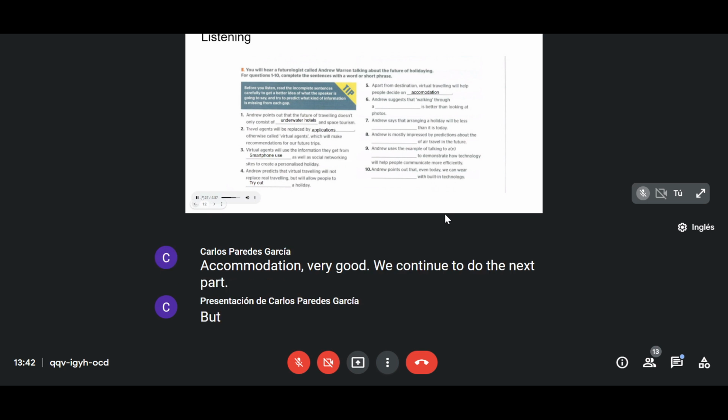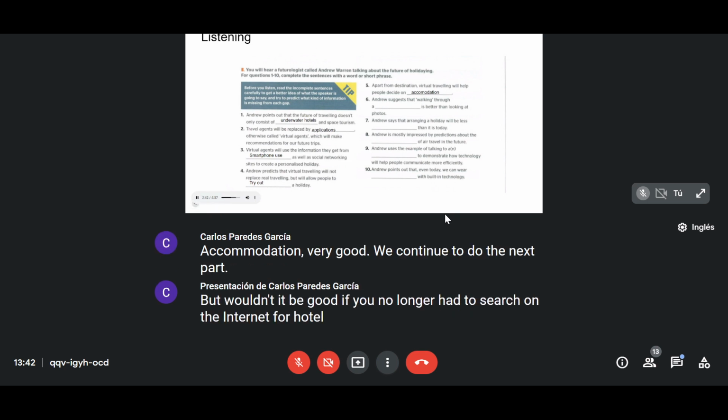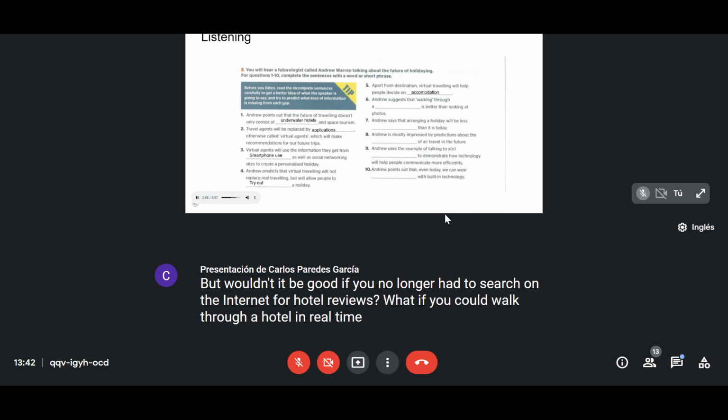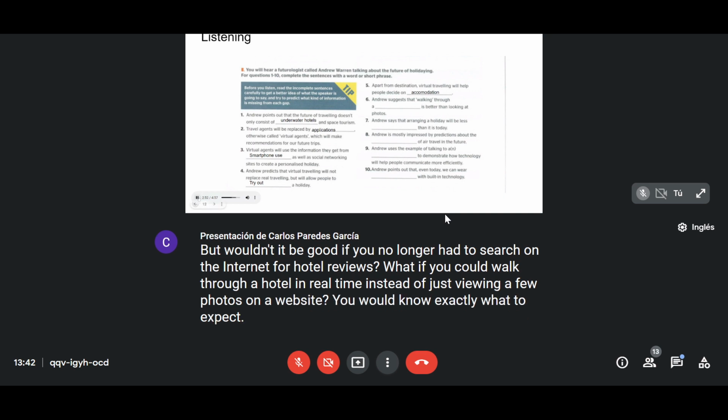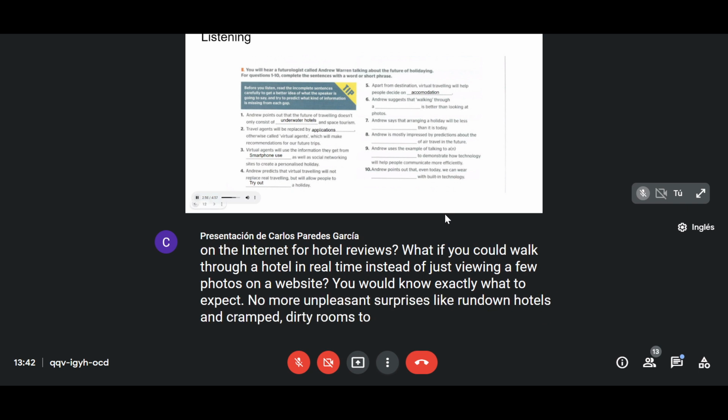But wouldn't it be good if you no longer had to search on the internet for hotel reviews? What if you could walk through a hotel in real time, instead of just viewing a few photos on a website? You would know exactly what to expect. No more unpleasant surprises like run-down hotels and cramped, dirty rooms to ruin your holiday before it even begins.